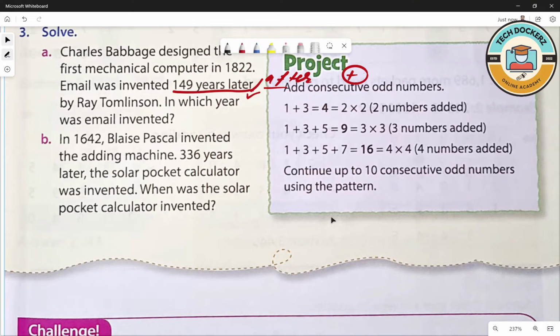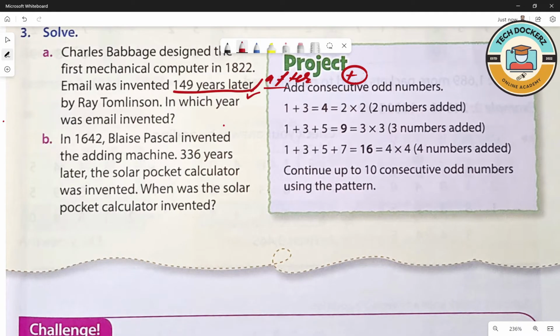In 1642, Blaise Pascal invented the adding machine. 336 years later, the solar pocket calculator was invented. When was the solar pocket calculator invented? As we solved the previous question, in this question, 336 years later, or we can say after. So when we find these words after or later, we will do the addition. So let's start to solve this question.